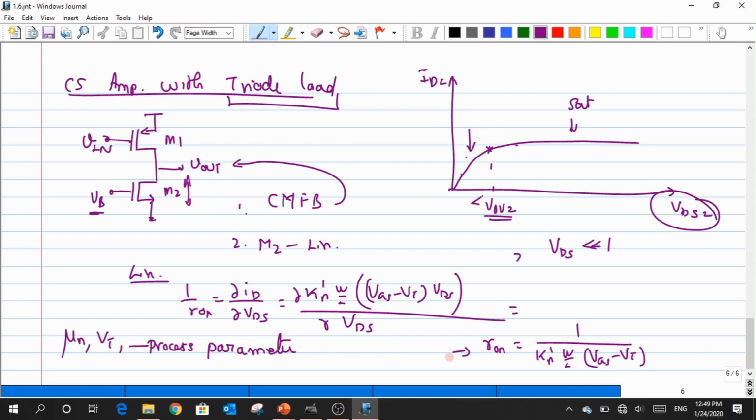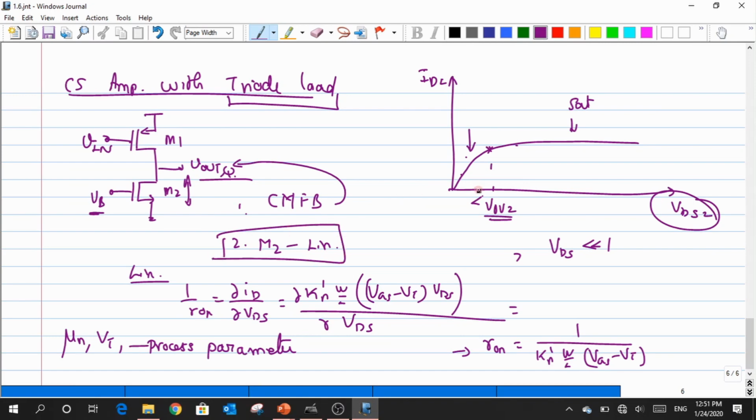Is there any other drawback that we can think of? What about the swing that I can have? What is the base value that I have for this output? Is it in the middle between VDD and ground? In order to make this M2 get into the linear region, the Q point of this device has to ensure that my M2 is in the linear region.